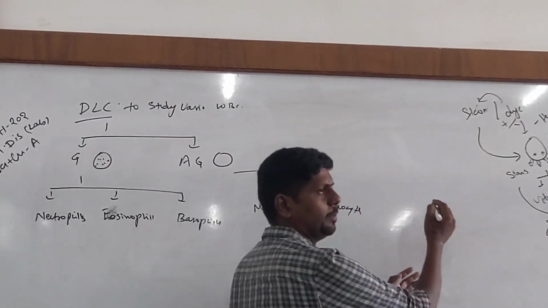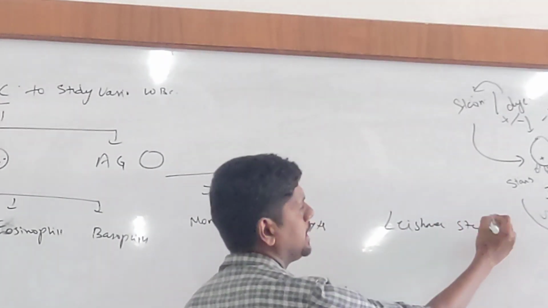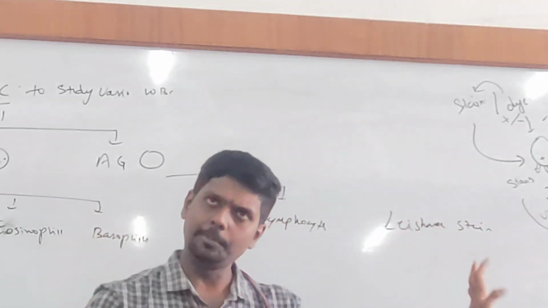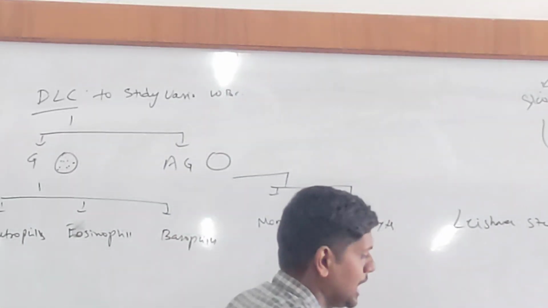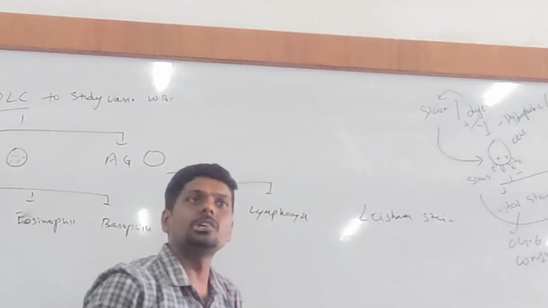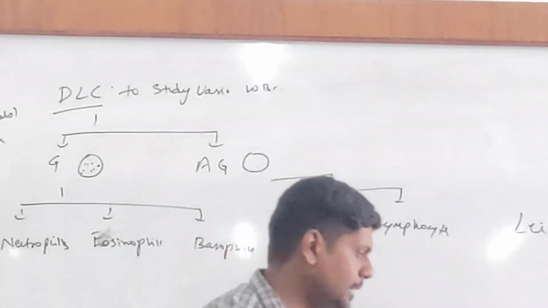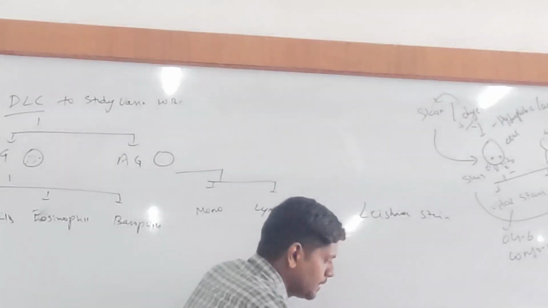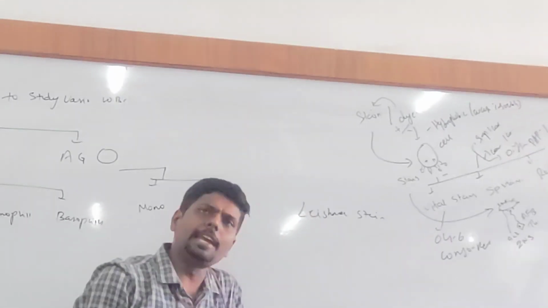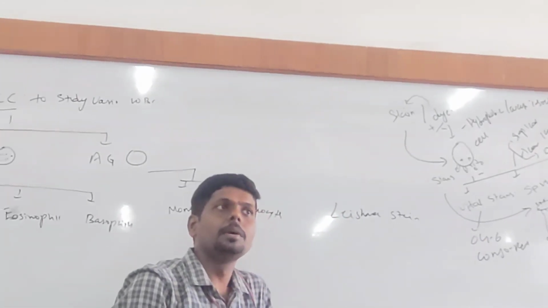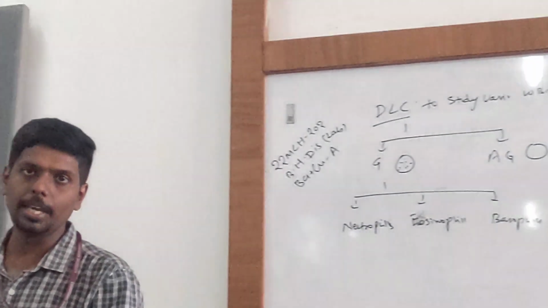Now let us assume the Leishman stain principle, or any stain. I am giving one example, Leishman stain. In this Leishman stain, first I will write here a cell. Broadly, a cell has two components, a nucleus and a cytoplasm. Very good. What is the pH of the nucleus? Yes, tell me the pH of the nucleus.